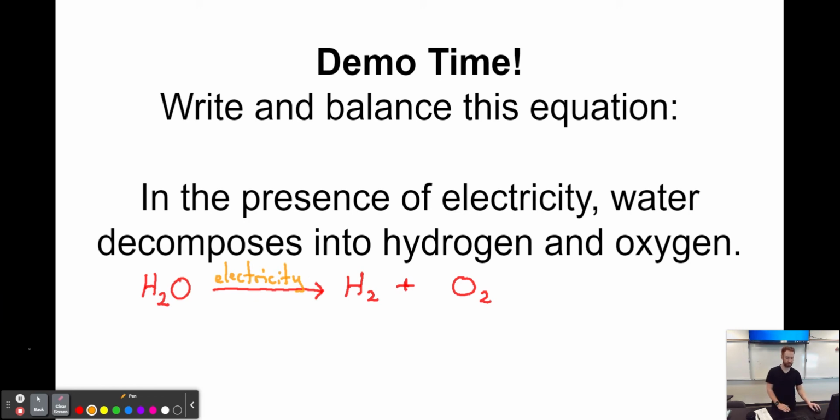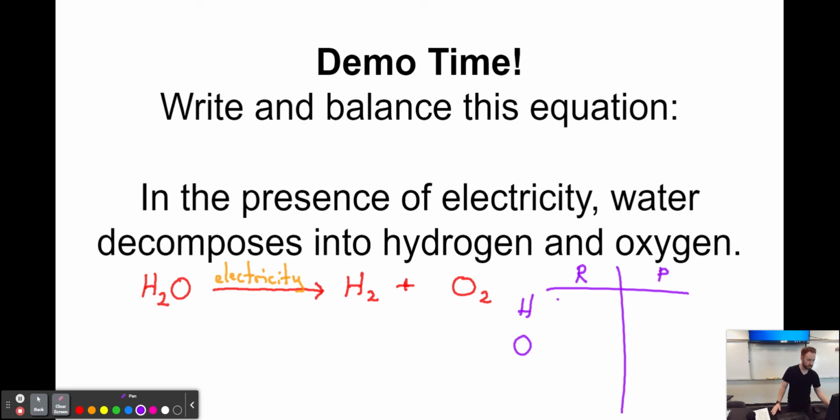And now you have to balance it. Hydrogen and oxygen are the only elements in this reaction. Currently, there are 2 hydrogens and 1 oxygen in the reactants, 2 hydrogens and 2 oxygens in the products. So we need more oxygen in the reactants. Let's throw a 2 in front of H2O. That's going to change the oxygen to 2, but it's also going to change hydrogen to 4, which means we then have to put a 2 in front of the H2 on the product side to get it all balanced. So now that is a balanced reaction.